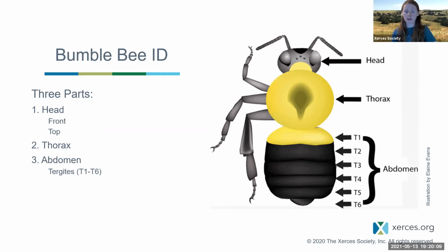And then you want to look at the colors on the abdominal segments. Again, each segment is called a tergite, or T1. So this tergite here, the first one, tergite 1, T1, all the way down to T6. Each of these segments can be a different color, and we use the color patterns to identify each bee.